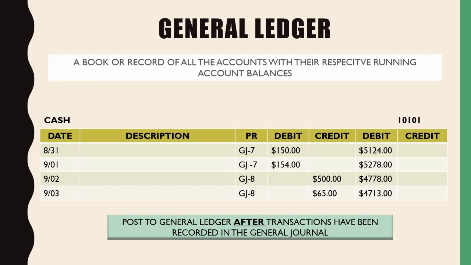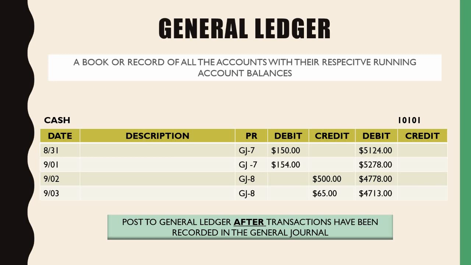Okay? What is your general ledger? It is exactly identical to a journal, except the difference here is you will always have a running balance in each account. So it's a list of all the accounts that exist in your chart of accounts, and at the end of every table, you're going to know what the balance is at the end of every given transaction.